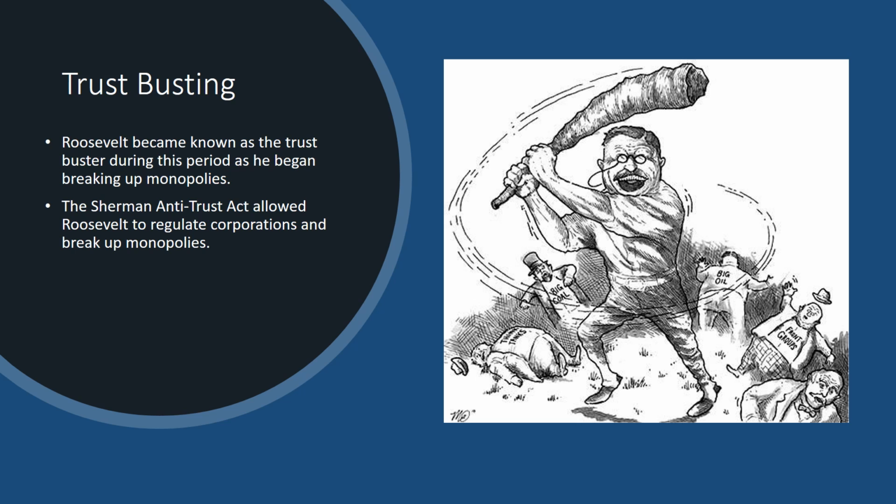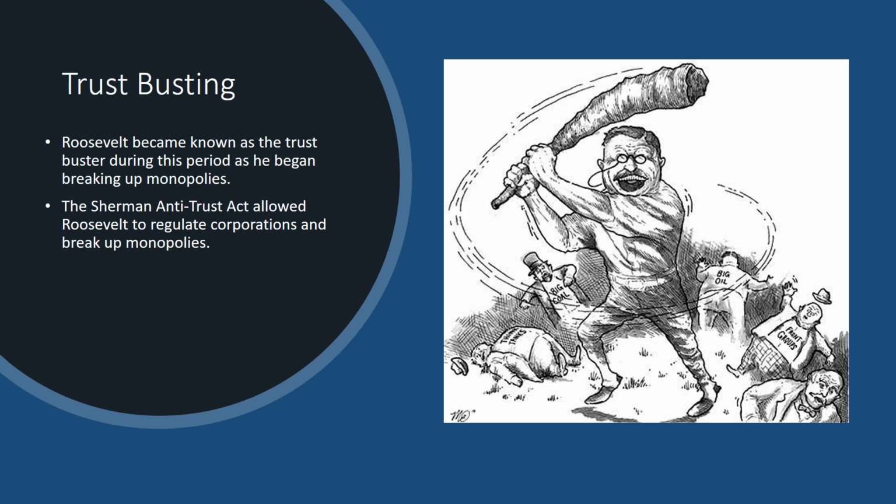Another thing we need to talk about with the progressive era is the breaking up of monopolies. You can see there in the political cartoon, that's Teddy Roosevelt, and he's using the big stick to knock down these monopolies, big oil, big coal. And one of the ways he's going to do that is by pushing through laws like the Sherman Antitrust Act. What the Sherman Antitrust Act did was it gave Roosevelt the permission to regulate corporations and break up monopolies. Where he saw a monopoly developing, he could break it up.